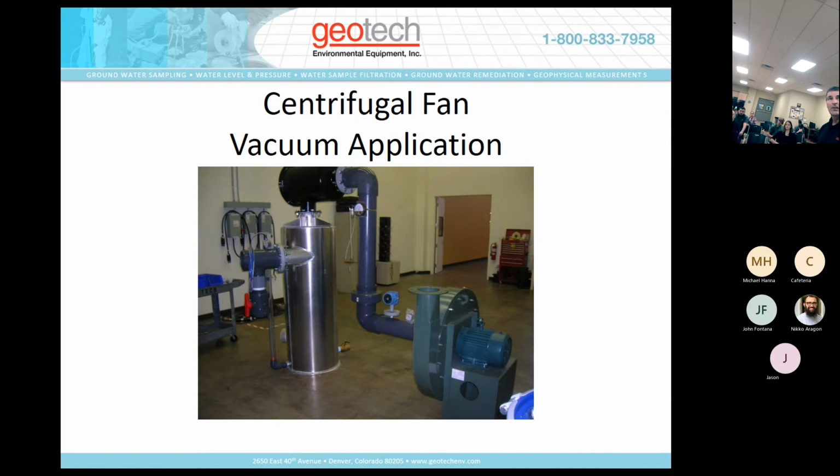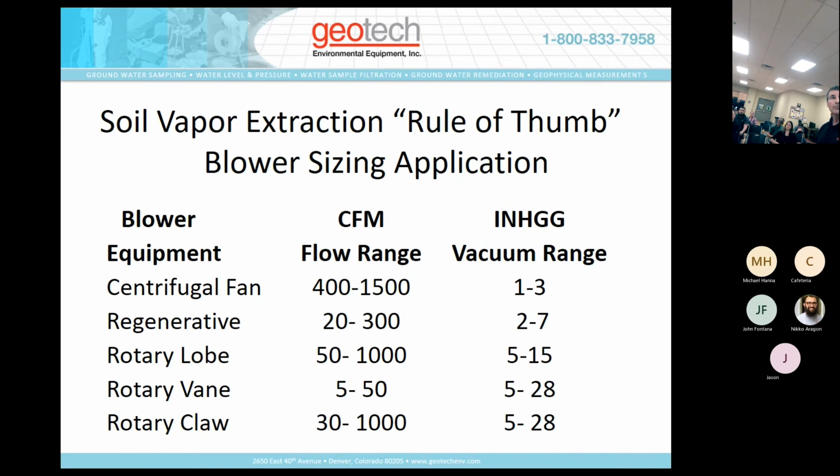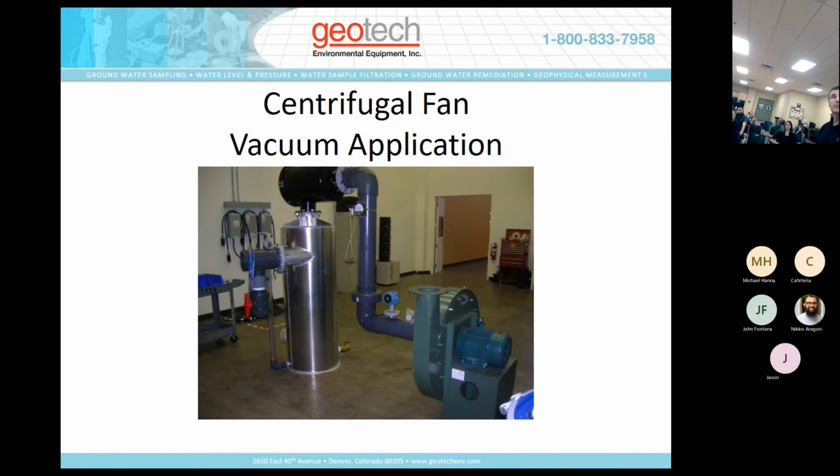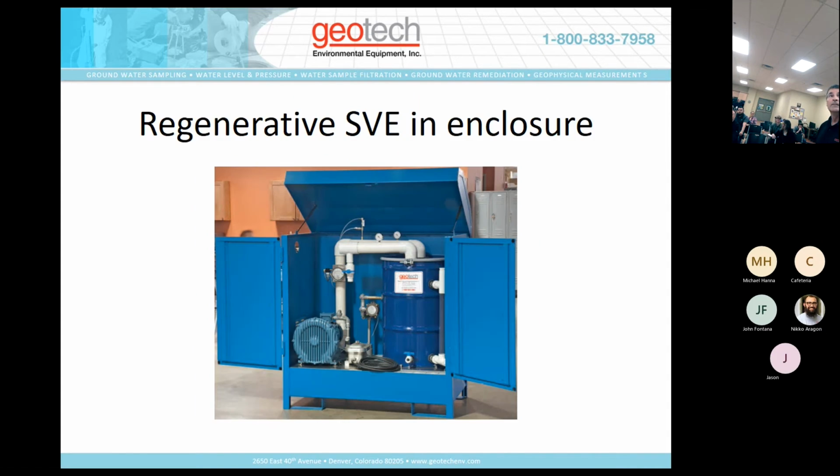Centrifugal is more for higher flow? Higher flow rate. Yeah, high flow rate, but a lower vacuum range. Gotcha. And this is a centrifugal blower here. They're using a stainless steel knockout tank because they need a higher volume than the standard drum would provide.